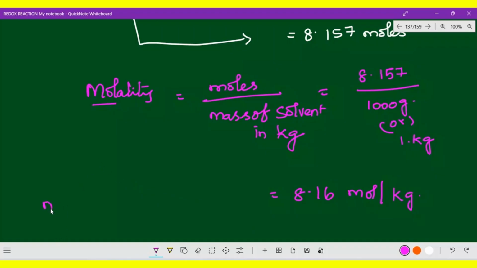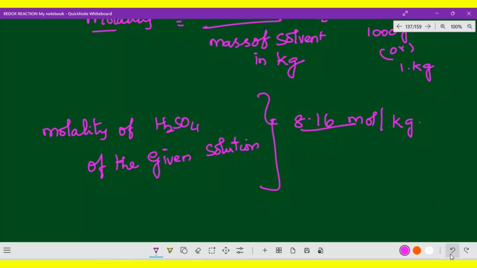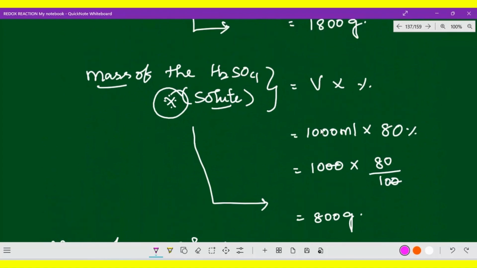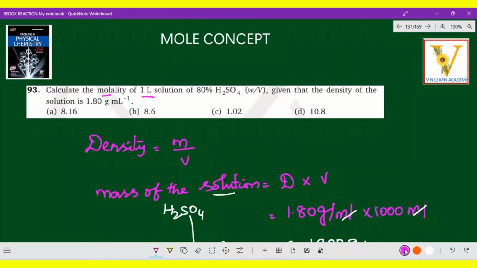So the molality of H2SO4 of the given solution is 8.16, right? So which is the correct option? Come on, let us check the answer. These are all very easy, but you should know how to tackle this problem, right? Which is the correct option? Option A. Yes, exactly, Option A is the correct option. I hope you got the clarity. These are all very simple questions. Come on, let us go to the next question.